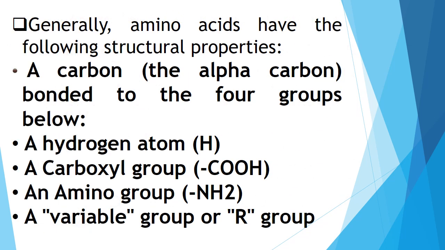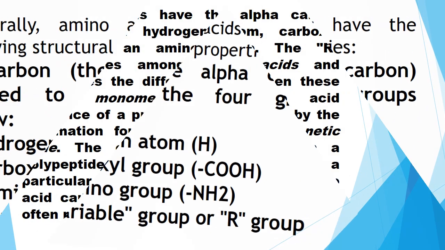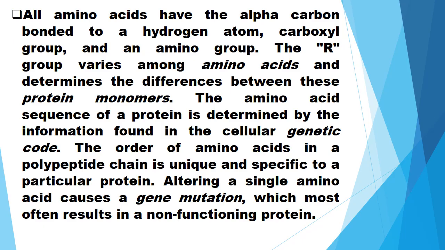Generally, amino acids have the following structural properties. A carbon or the alpha carbon bonded to the four groups below: a hydrogen atom, a carboxyl group or COOH, an amino group or NH2, and a variable group or R group. All amino acids have the alpha carbon bonded to the hydrogen atom, carboxyl group, and amino group. The R group varies among amino acids and determines the differences between these protein monomers.